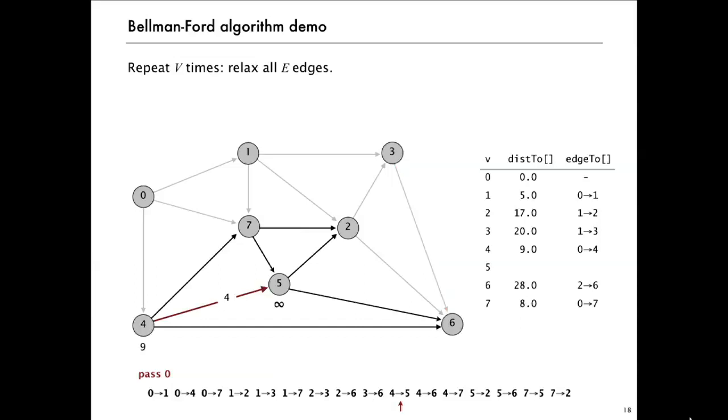Now we go to 4-5, that takes us to 5 for the first time. 4-6, well, we could get to 4 and 9 and then 20 to 6, so that's no help. 4-5, that's no help. Now we do the ones from 5, 5-2. That's going to give a better way to 2, so we improve that. And 5-6 is going to give a better way to 6.